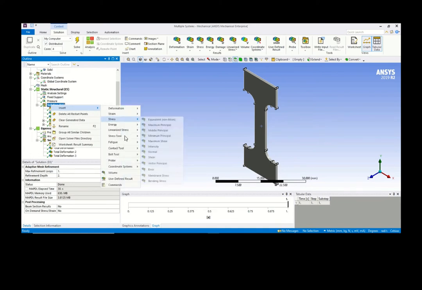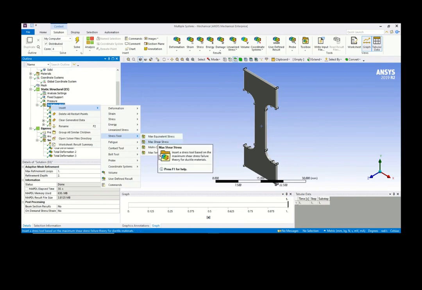Insert stress tool. Okay, so here is the stress tool that you have. Just now we have talked about maximum equivalent stress, the DE theory; maximum shear stress, MSS; next is Mohr-Coulomb; Solomon theories; and maximum tensile stress, MNS, which is for brittle material. Here we are using structural steel, which is a ductile material, so we use the DE theories, or you can use shear stress also. So here I'm using equivalent stress.